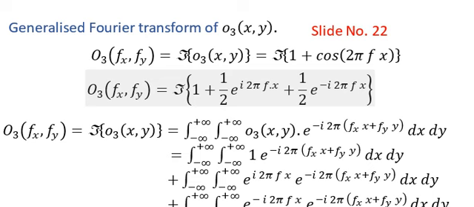In the second row we have o3 and the Fourier operator is shown, but here we have represented cos in terms of its exponential format, that is half e to the power iota 2 pi fx x plus half e to the power minus iota 2 pi fx x. So this is the representation of the cosine function. Now let's compute. So these will actually be three integrals. One integral will be over 1, the other integral will be on the second exponential, the third integral will be on the third exponential function.